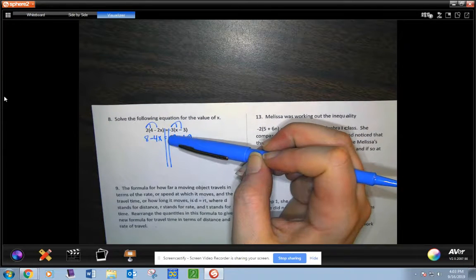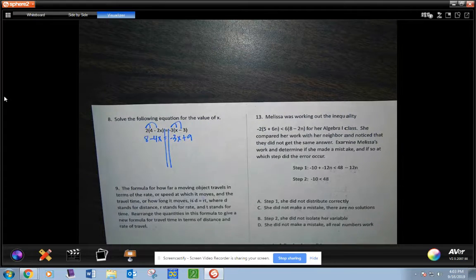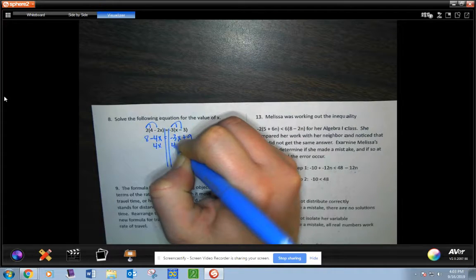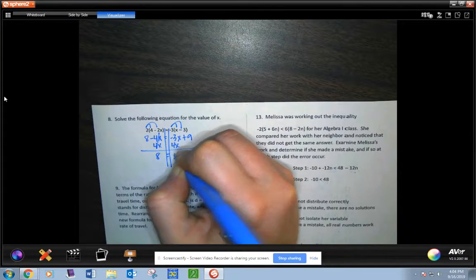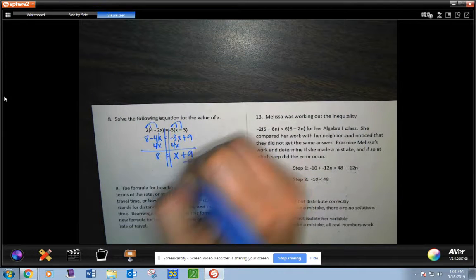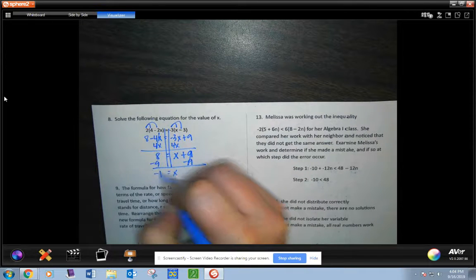Nothing can combine on the left, and nothing can combine on the right, so I skip step 2 and move to step 3. Move the smaller letter. Well, the smaller letter is this negative 4x. So that cancels there and leaves me with 8 equals, this becomes x plus 9, or 1x if you want to write 1. I subtract 9. That leaves me with negative 1 equals x.